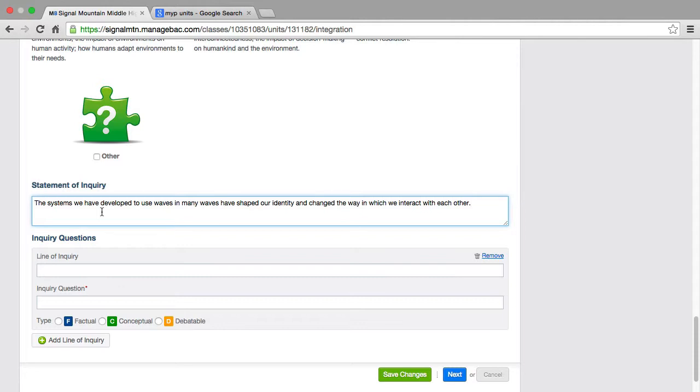All the content that I cover should help the students understand this. All the labs I have them do, or all the activities they do, should be guided to help the students understand this idea, this statement of inquiry. Now that I've got this statement of inquiry, I can move on, do some of the more advanced things. But we've got to do the big picture first.